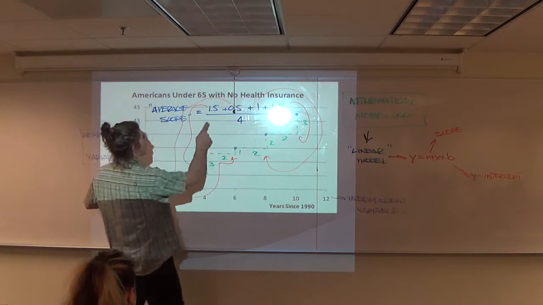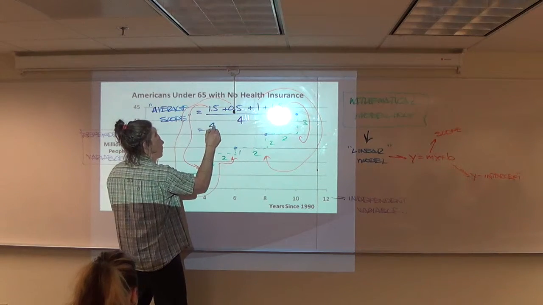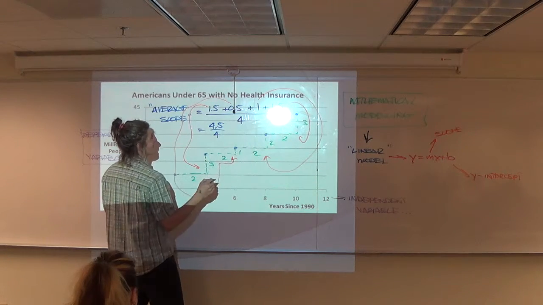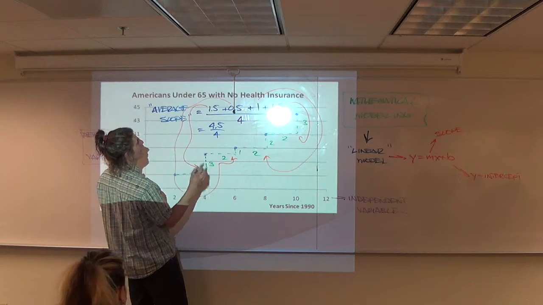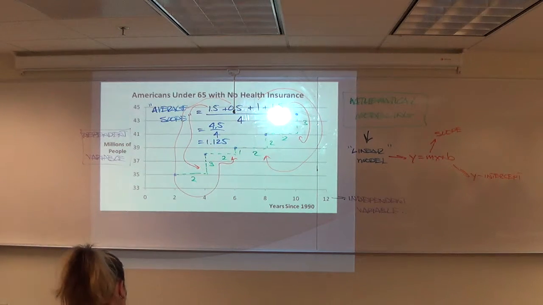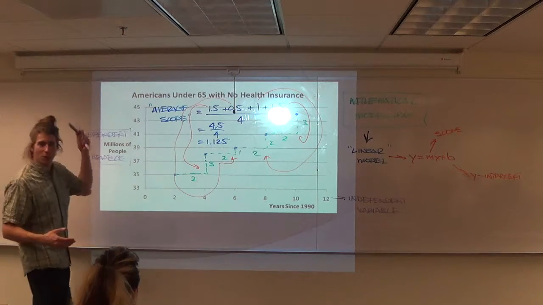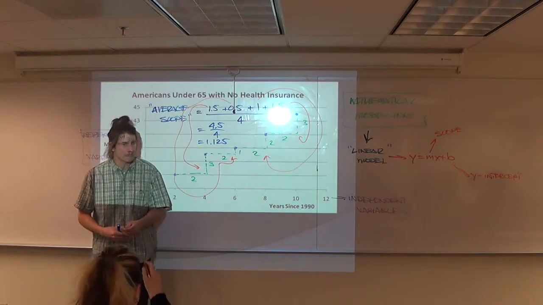So what do we get? 1.5, 2, 3, 4.5 over 4. That's 9. Is that 1.125? Check my math on that one. 1.125, 1 and 1/8. Decent. Okay. That's a nice average, right? 1.13, depending on how precise you want to be.